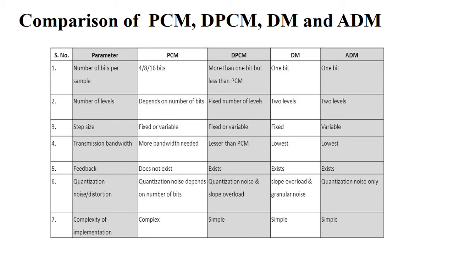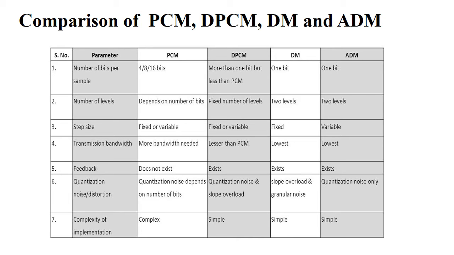For PCM it will depend on the number of bits. For DPCM it will be a fixed number of levels, and for DM and ADM it will be 2 levels. The step size for PCM is fixed or variable, and for DPCM also fixed or variable. For DM it is fixed and for ADM it is variable.